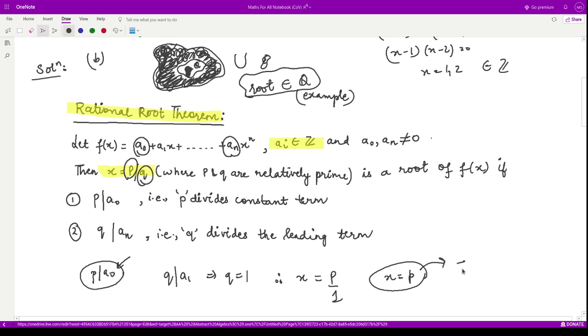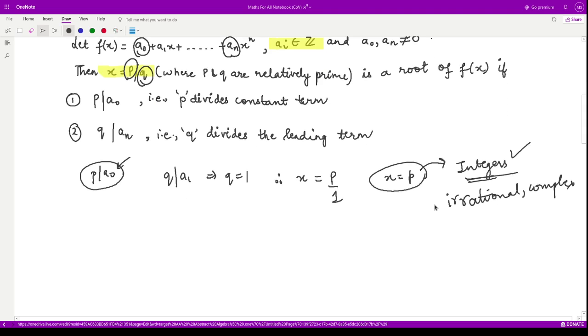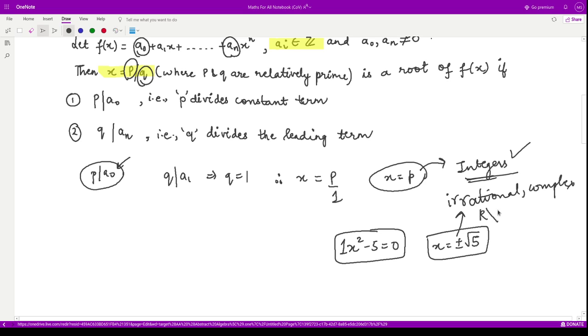So these could be integers, or they could be irrational numbers, or they could be complex numbers also. How is this so? Suppose we have a polynomial of this kind, x^2 - 5 = 0. This polynomial has all coefficients in integers and has leading coefficient 1, that is, it is monic. Its roots are plus minus square root of 5. These are irrational, so they belong to R minus Q.